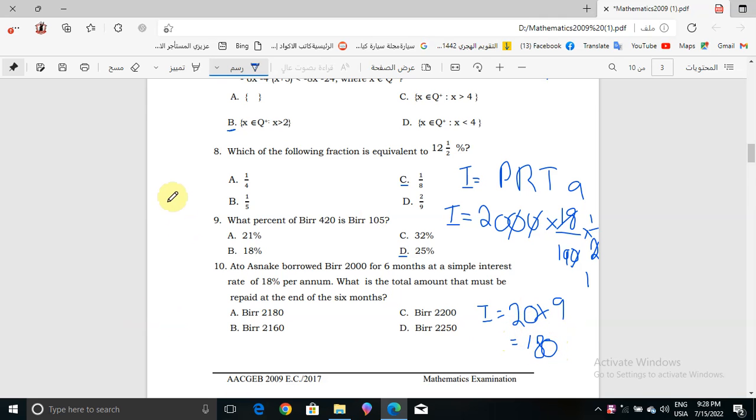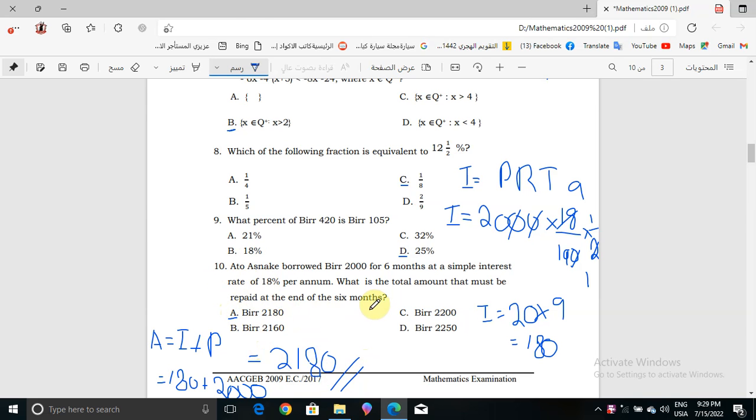Then the amount is equal to I plus P, right? I plus P. So that means it is equal to 180 plus 2000. That means the final answer will be 2180. This is the final answer. That means choice A is the correct answer for question number 10.